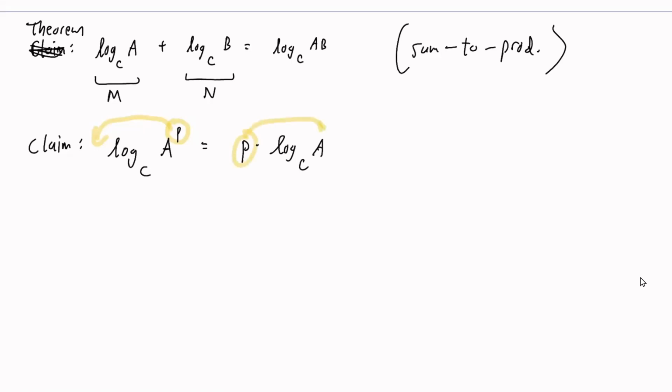Okay, bring the power up. How do we do that? Well, we can just say that LHS here is equal to log A power P of base C. But what does it mean when we have A power P? Like let's say, for example, P is like 2.